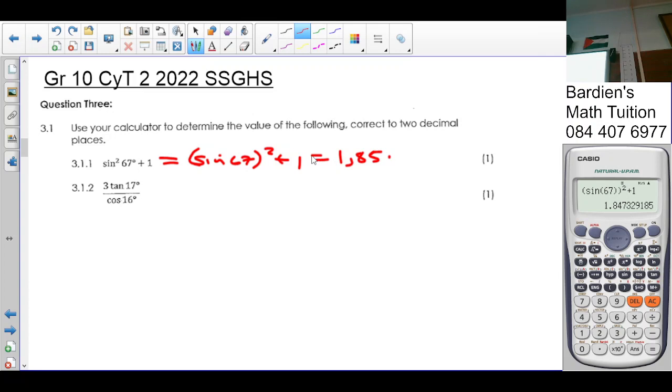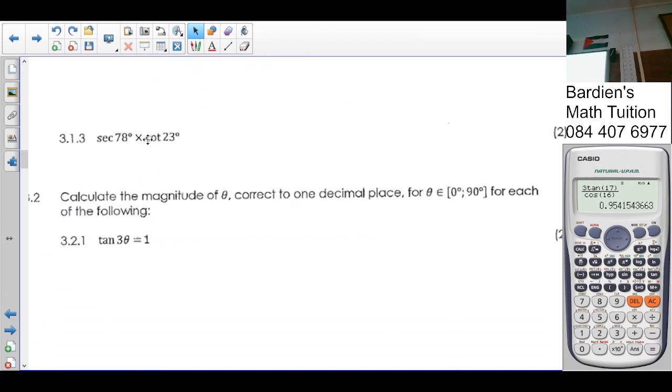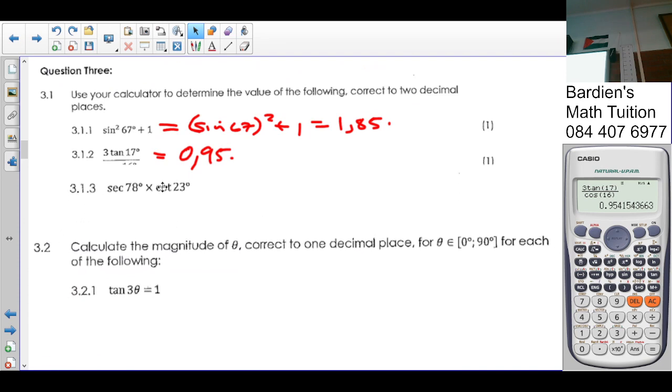The next one is going to be 3 tan 17 degrees over cos 16 degrees. That gives us an answer of 0,95. Okay. You all okay with that? Okay, and with the next question.